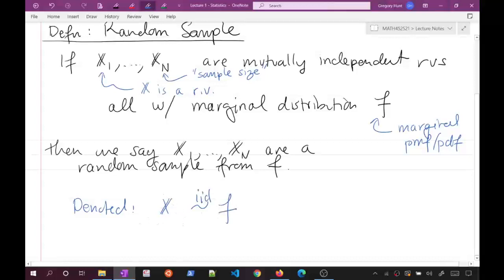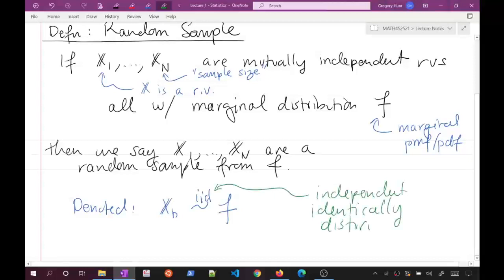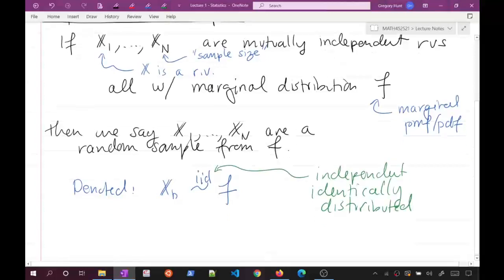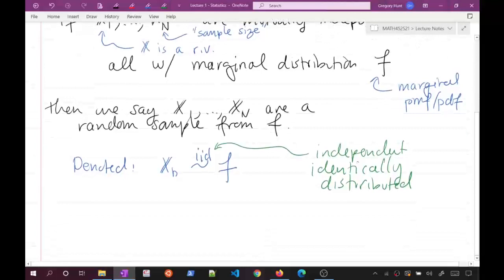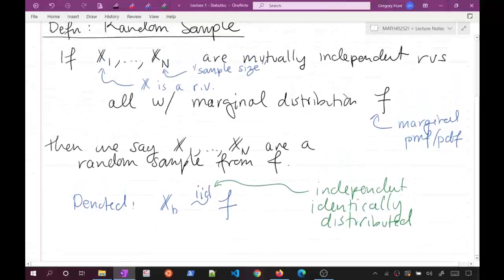So that's the notation: X sub n are IID F. Maybe we shouldn't use I; let's use n here, so X sub little n, where little n is just my index, 1, 2, 3, up to capital N, which is my total sample size. And here, this is read as independent and identically distributed. So this is our definition of a random sample.